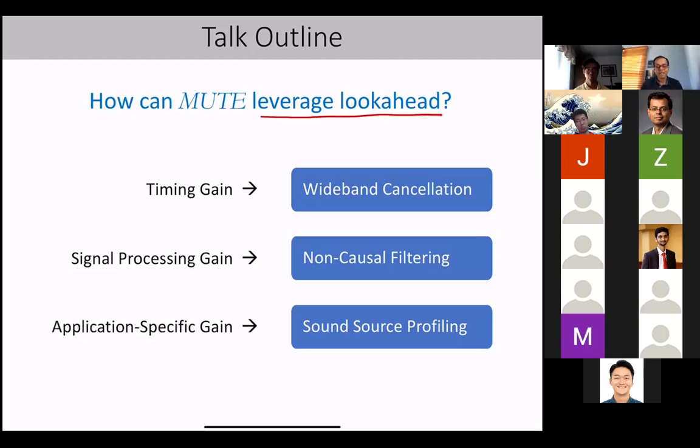Right? And then another gain is an application specific gain where I can maybe do sound source profiling, meaning suppose Alice and Bob are taking turns and talking. I would know ahead of time when Alice stopped talking and when Bob has started talking.